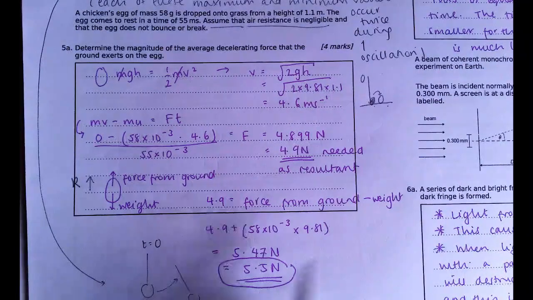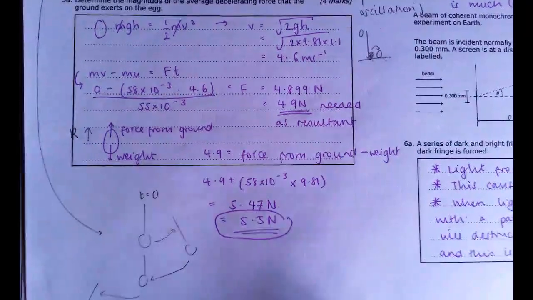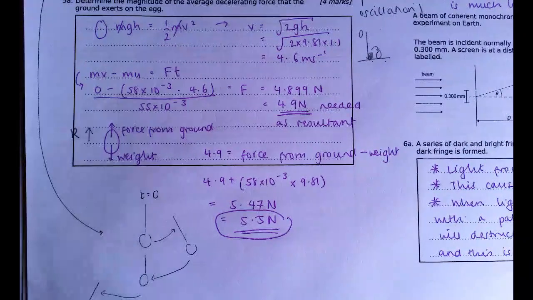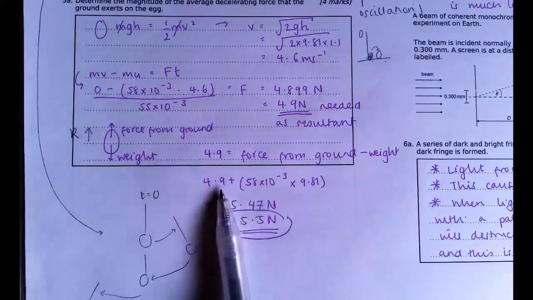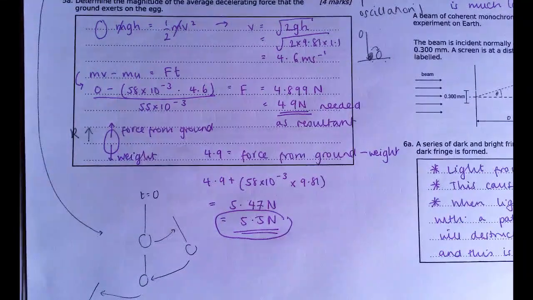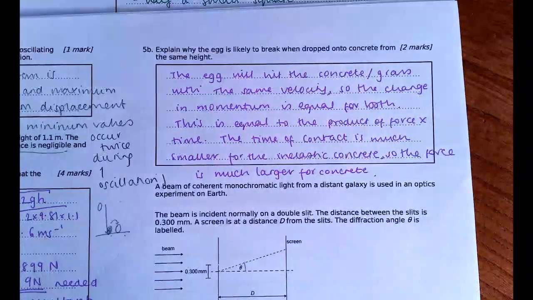So then you rearrange this and you get the force from the ground, which obviously has to be larger to account for the weight. So you add the weight to that resultant that you need, and you'll get that force from the ground. In part B, it asks you to explain why the egg is likely to break when it's dropped onto concrete from the same height.